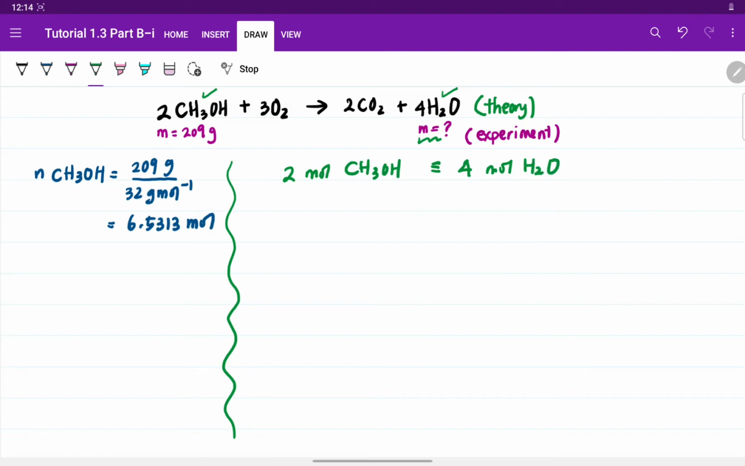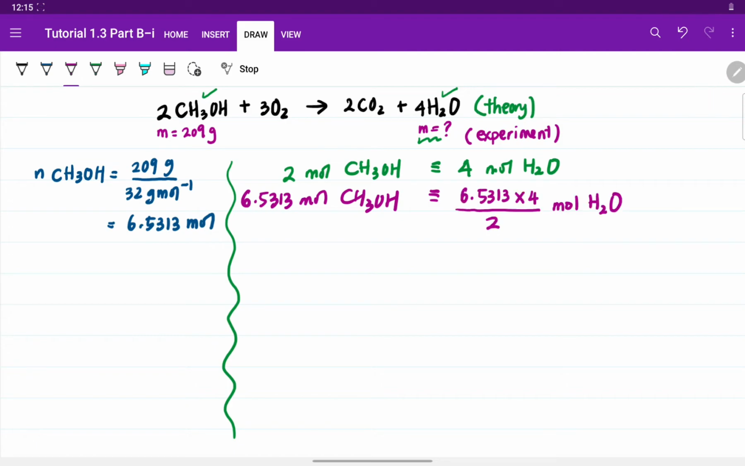Okay, now, daripada kita punya eksperimen, berapa mole methanol yang kita ada? Ni tadi yang awak kira. So, awak tulis. Okay, if you have 6.5313 mole of methanol, how many moles of water yang akan terhasil? So, tulis calculation awak. Okay, so you can write down the calculation like this. Terus label siap-siap mole H2O. So, by right, awak kena cari mole H2O lah, sebab sebelah kanan ni mole H2O.